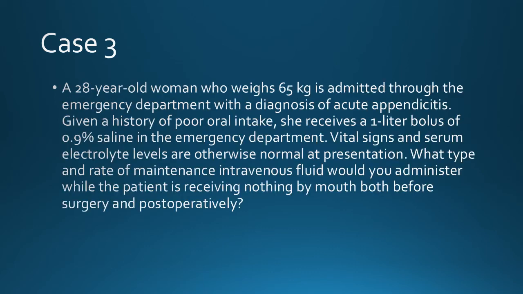Okay. Let's say, for instance, we have a 28-year-old woman who weighs 65 kilograms. They're admitted to the ER with a diagnosis of acute appendicitis. She has a history of poor oral intake. They receive a 1 liter bolus of normal saline in the ER, and vital signs and electrolytes are otherwise normal. What type and rate of maintenance fluids would you want to administer once they get up to the floor? Assuming she's going to be NPO essentially.